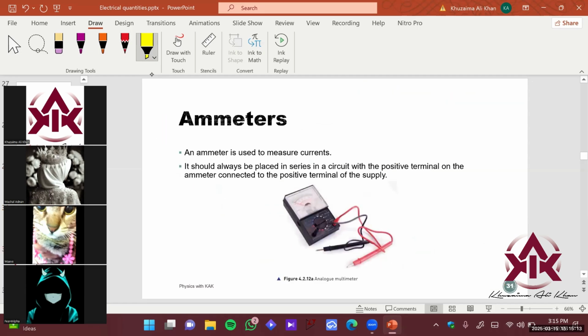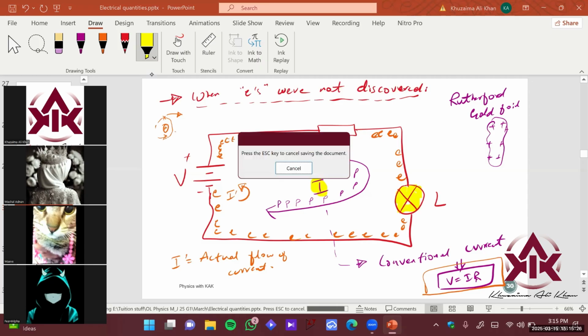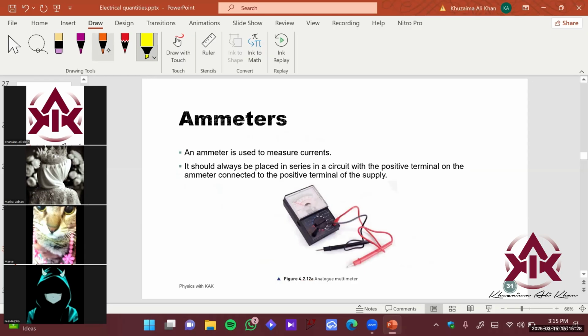Okay, so the ammeter. Now you know what current is, and you know the direction of current flow. How do you measure the current flowing? Let's say we have a circuit like this. Let me again make batteries here. This is a battery here, and let's say this is a resistor here.